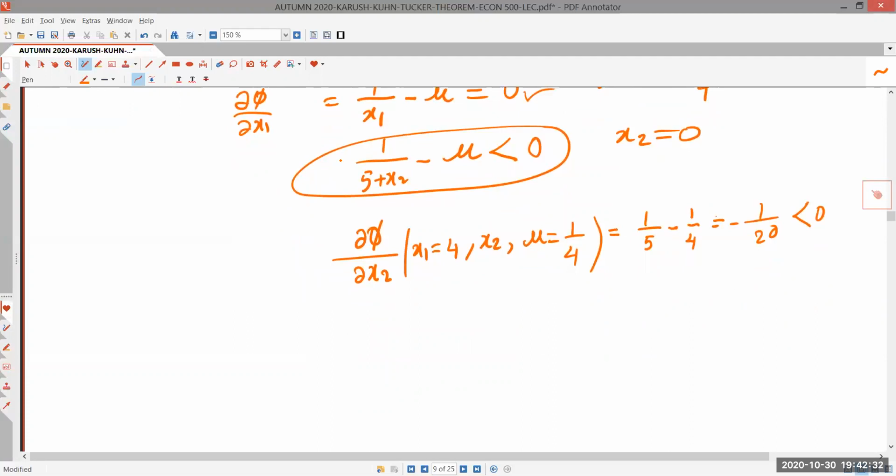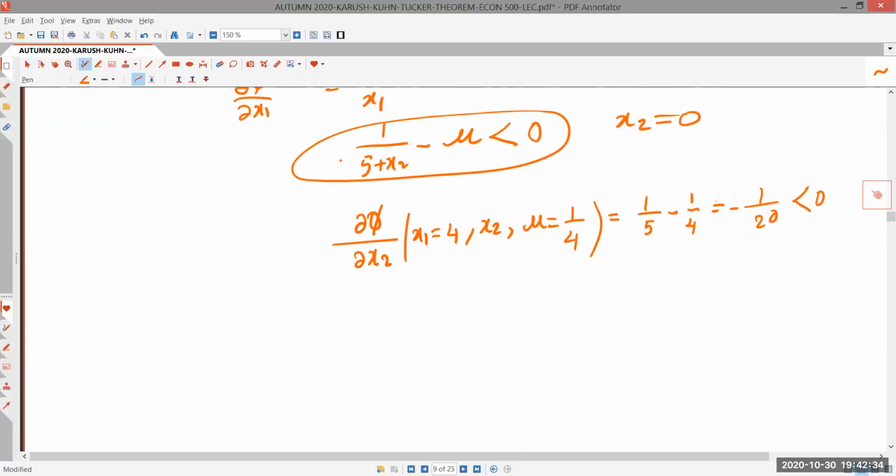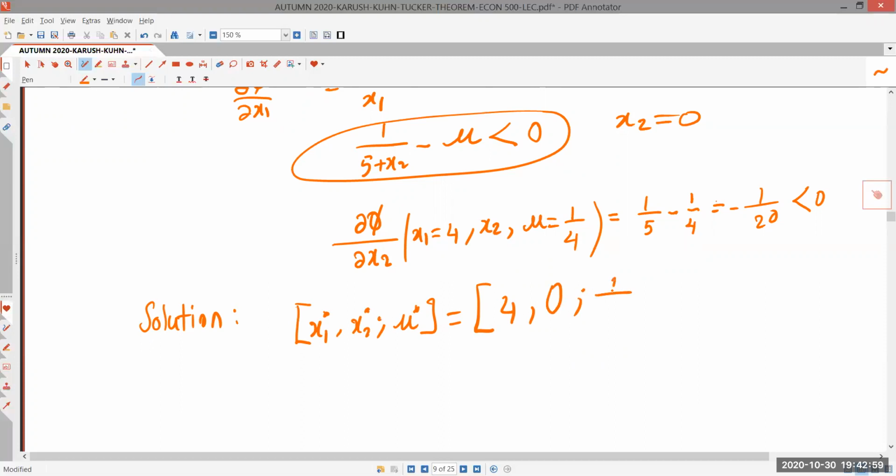Okay, this is a solution. This is a candidate solution, or the solution here. Let me write it here: x1 star, x2 star, mu star, where x1 star is 4, x2 star is 0, and mu here is 1 over 4, and keep in your mind 1 over 4 is greater than 0.